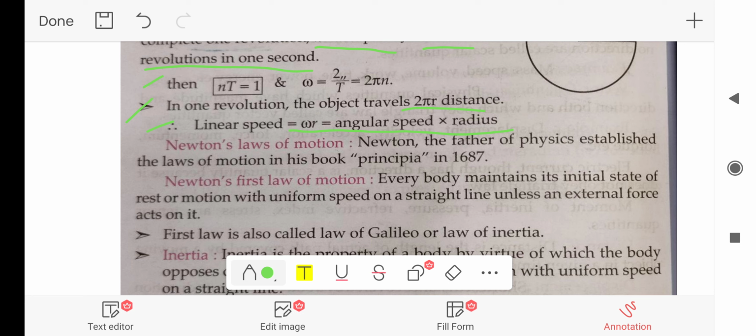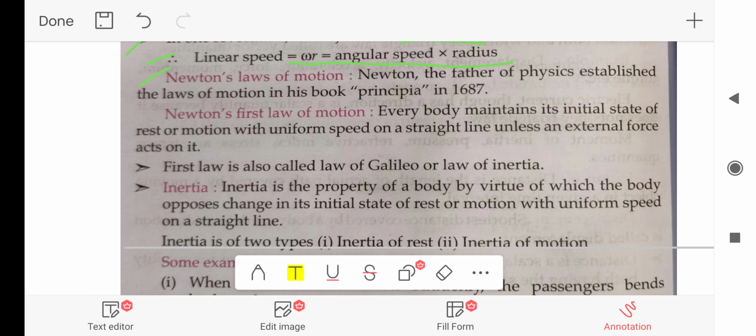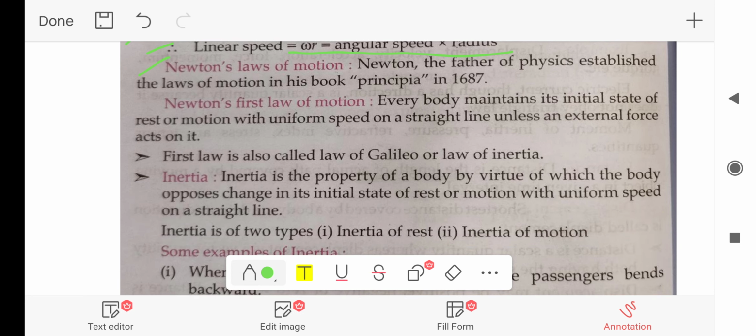Newton's laws of motion. Newton, the father of physics, established the laws of motion in his book Principia in 1687. Newton's first law of motion: every body maintains its initial state of rest or motion with uniform speed on a straight line unless an external force acts on it. The first law is also called the law of Galileo or the law of inertia.